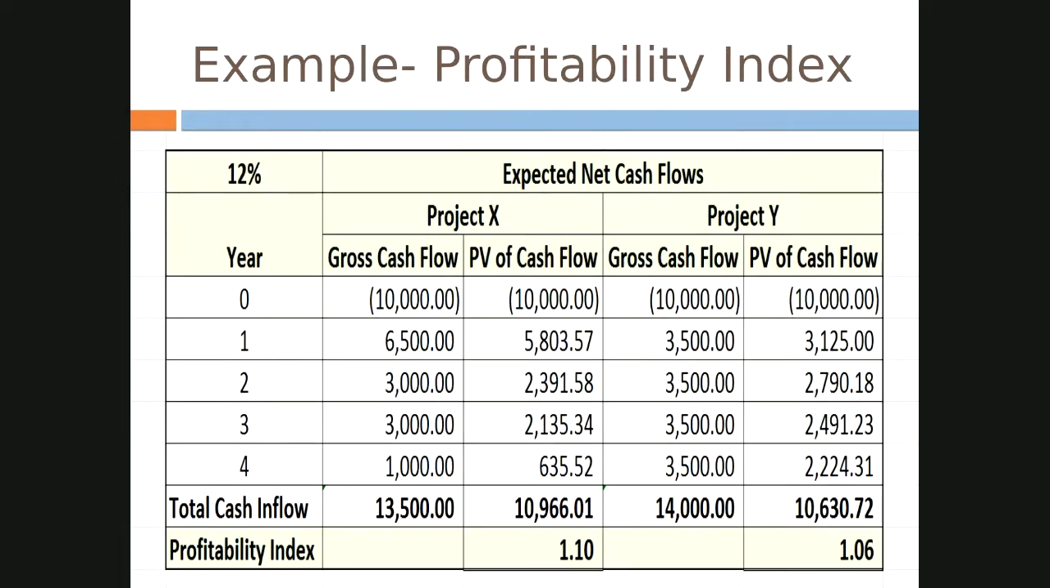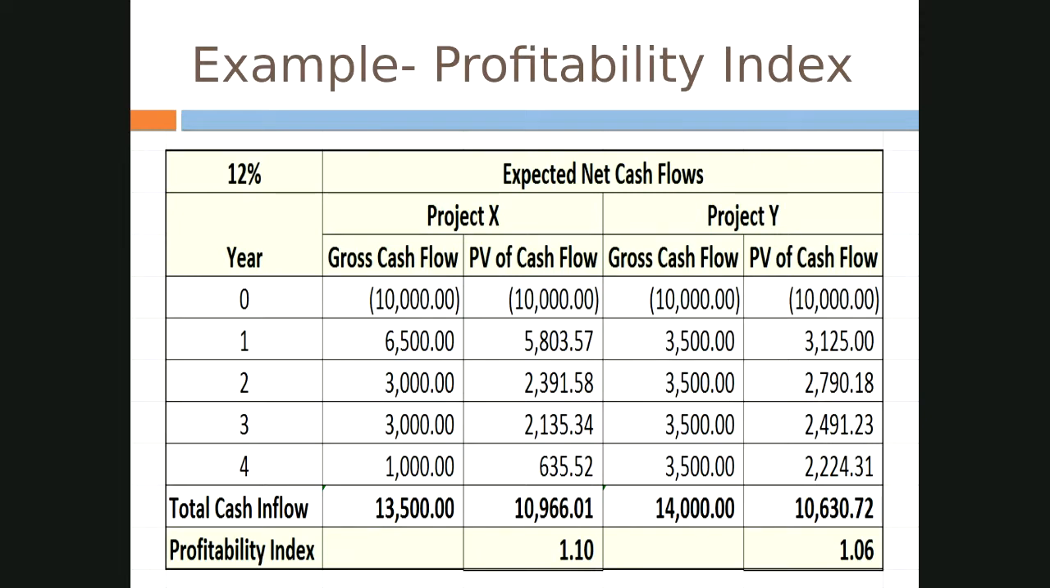So 10,966.01 divided by 10,000. So lalabas, that's 1.096601. So this is 1.10 ibig sabihin. So 1.10. So since ang profitability index niya, halimbawa di natin kino-compare kay Project Y, ang profitability index niya is 1.10.